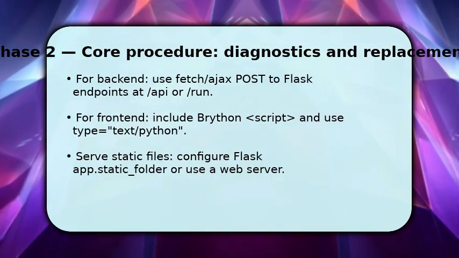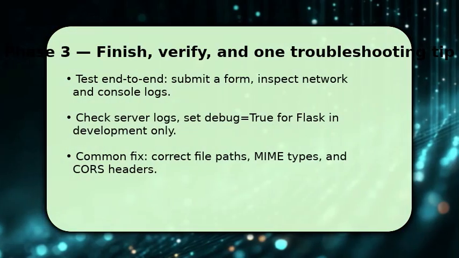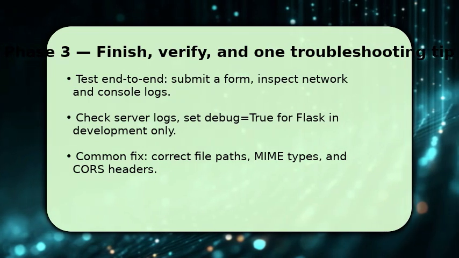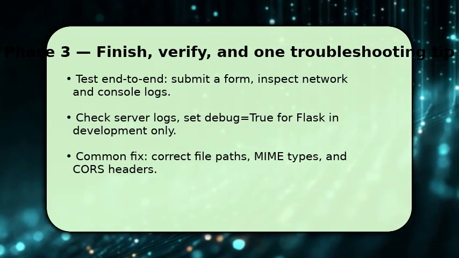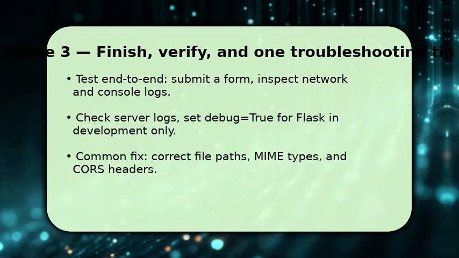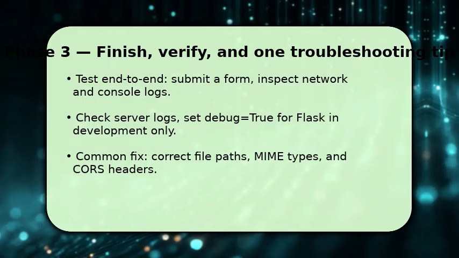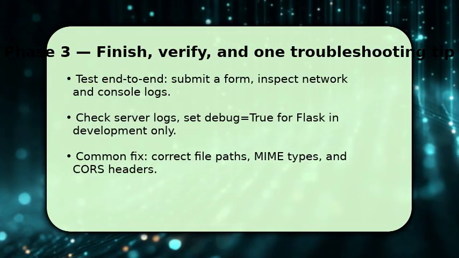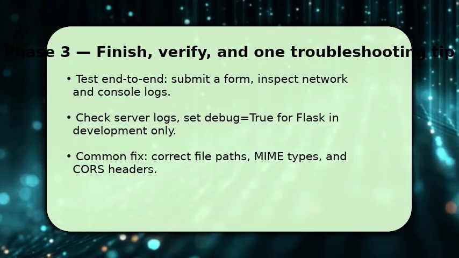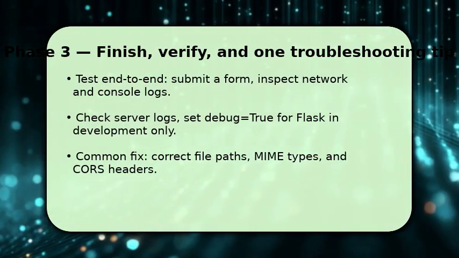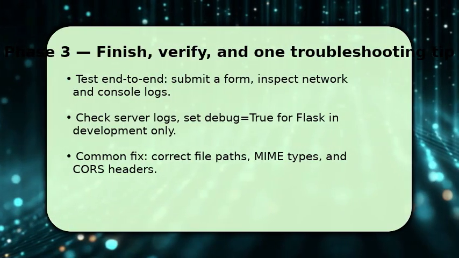Finally, perform end-to-end tests. Interact with the UI, watch network requests, and inspect console and server logs to verify data flows. If using Flask, run with debug=True in development so tracebacks help you. Turn it off in production. Make sure MIME types and file paths match, and confirm CORS headers if cross-origin calls fail.